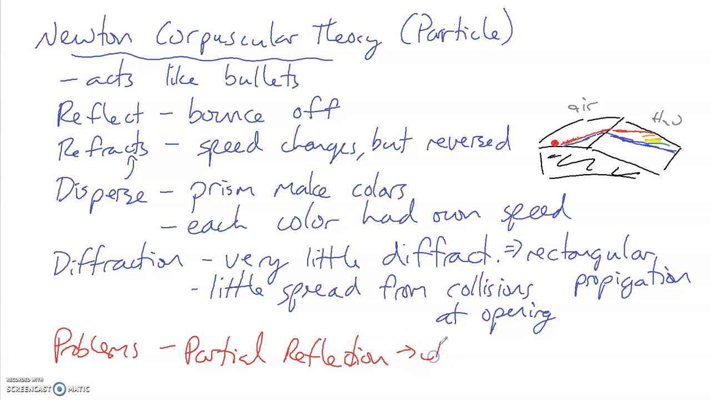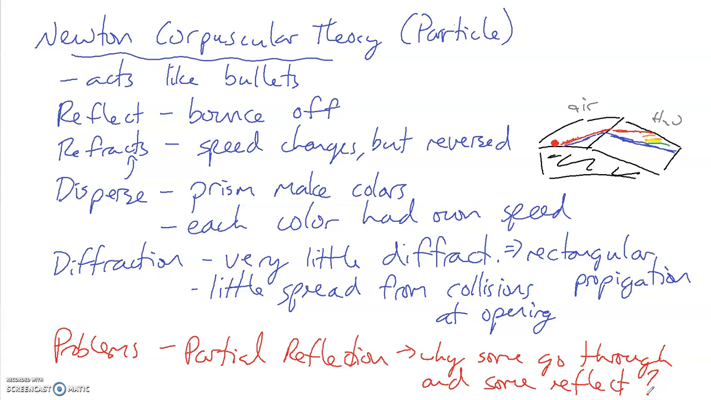So why would some go through and some would reflect? Why do you get both? Why shouldn't it be one or the other? Okay, so these are some of the things that he was easily able to explain. He was a pretty smart guy when it comes to this type of stuff, but of course there were always problems.